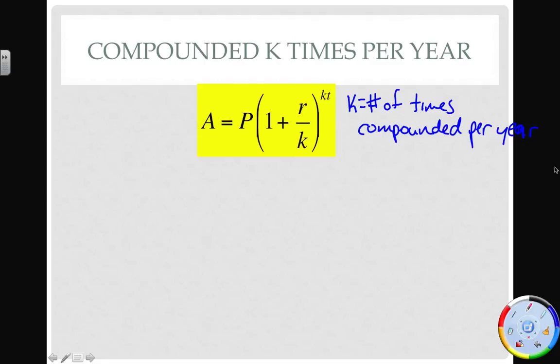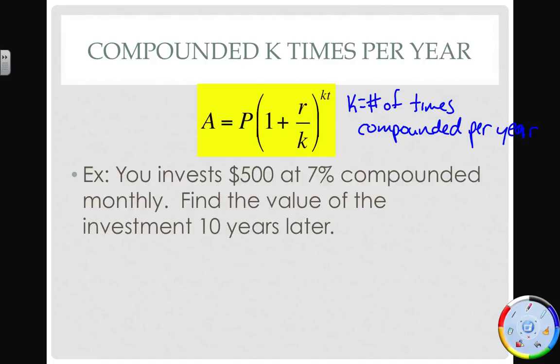So if I told you it compounded monthly, K would equal 12. If I told you K compounded quarterly, then it would equal 4, once every quarter of the year. If I said it compounded every 3 months, that's the same idea, right? Because there's 4 groups of 3 months in a year. If I told you it compounded every 4 months, then K would equal 3, because that's how many times 4 goes into 12, right?